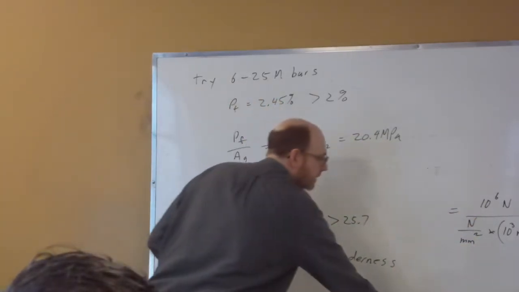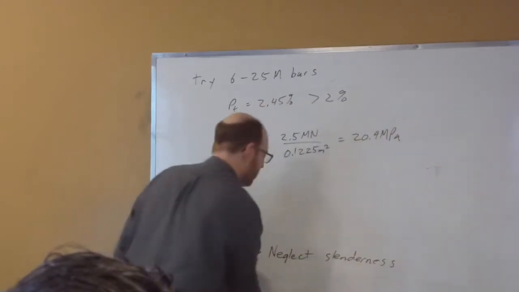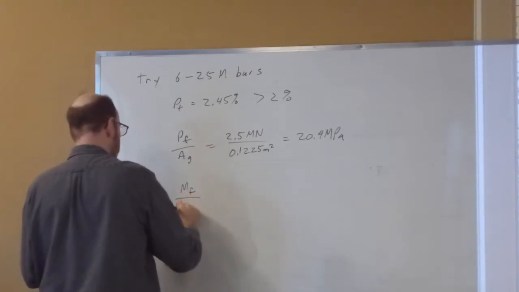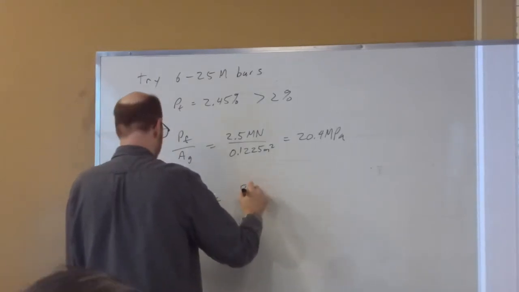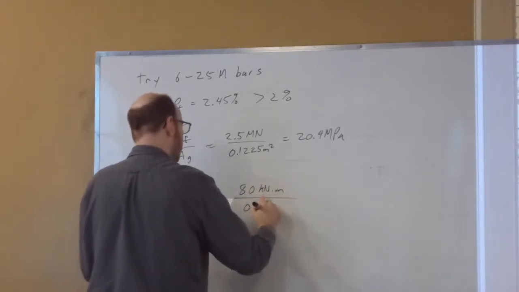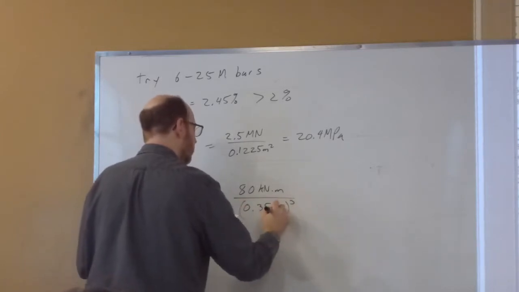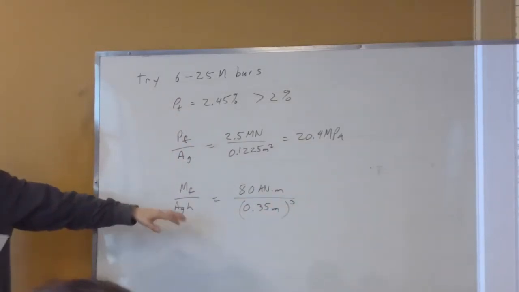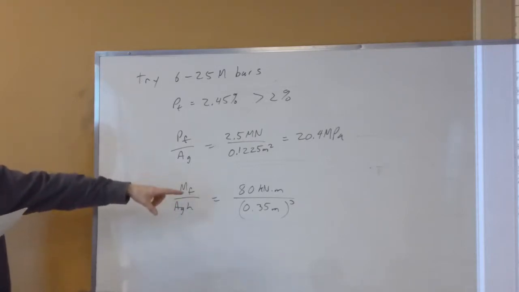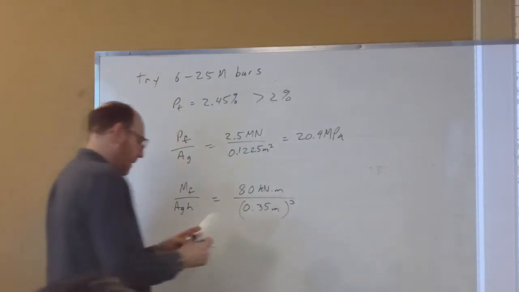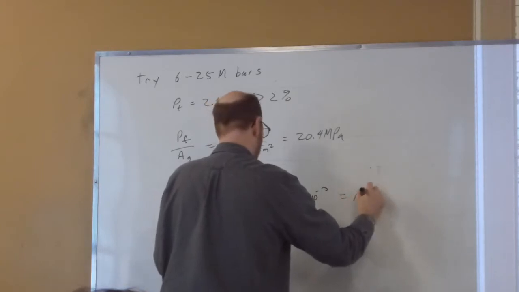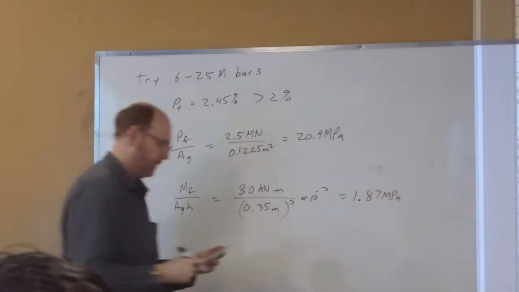And I'm also going to calculate our MF over AGH. So MF, this is our 80 kilonewton meters, divided by 0.35 meters cubed, because AG is B times H. Well, for a square column, B and H are the same, so that's H cubed is what we're left with here. So kilonewtons per meter squared is kPa. So then I'm going to take this and multiply by 10 to the minus 3, turn that into MPa. I get 1.87 MPa.